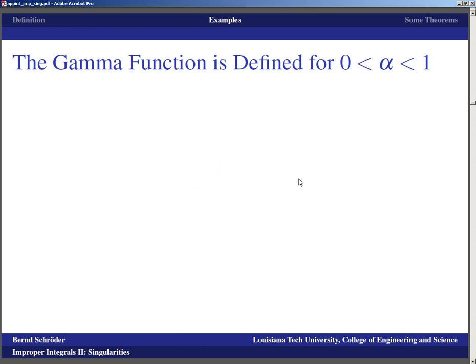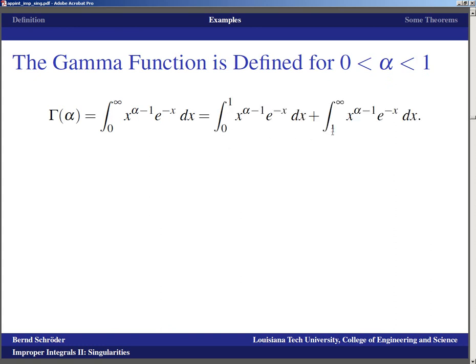Okay, let's talk about the gamma function real quick. We want to show that it is defined for alpha between 0 and 1. Well, gamma of alpha is this integral from 0 to infinity, x to the alpha minus 1 e to the negative x dx. We break that up into the integral from 0 to 1 plus the integral from 1 to infinity. We know that the integral from 1 to infinity has no problems. Because of the e to the minus x, this one is actually defined and finite for all values of alpha. This is the part that we have to worry about.